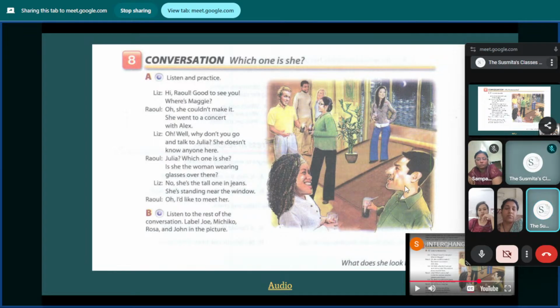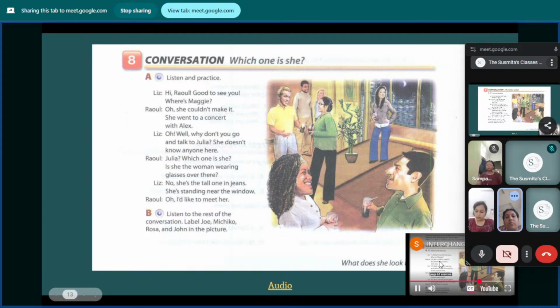Understood? Okay, great. Now same way you have to listen to the second part of the conversation, and here Liz is going to give a description of Joe, Michiko, Rosa and John who are in the picture. You have to listen to that description and you have to label or mark which one is Joe, which one is Michiko, which one is Rosa and which one is John. Okay, I'll play the second part of the audio.